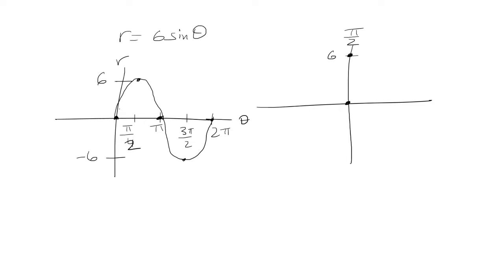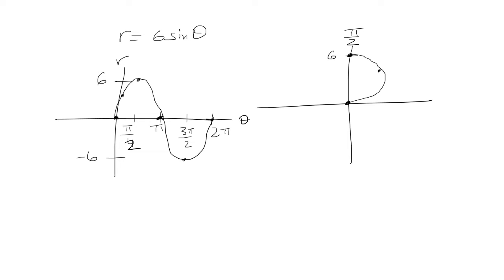Now what happens between 0 and pi over 2? Well, theta is growing. Theta is going from 0 to pi over 2, and r is going from 0 to 6. So let's say if I pick a point in the middle here, that would be pi over 4. We know that sine of pi over 4 is root 2 over 2. Multiply that by 6 to get 3 root 2. So let's say it's something like that. And if you want to pick more points, but basically you're going to get a circle.